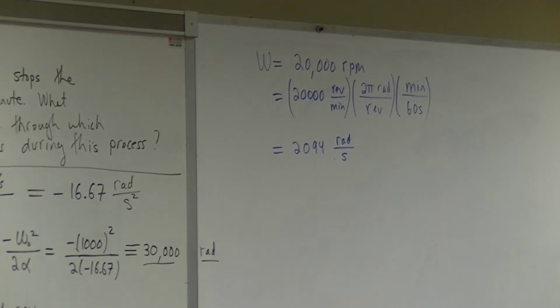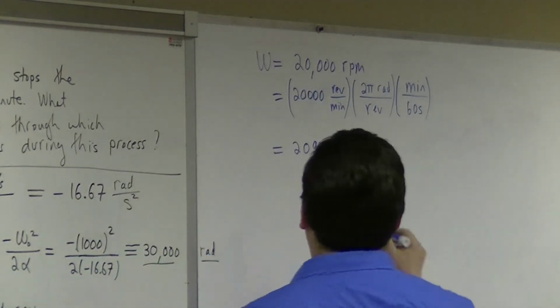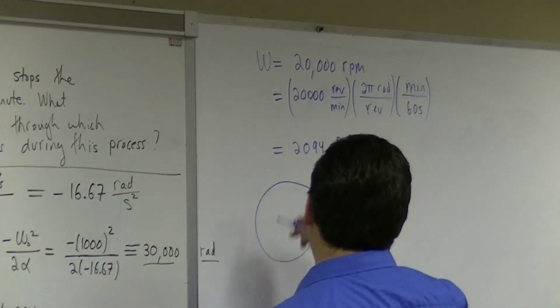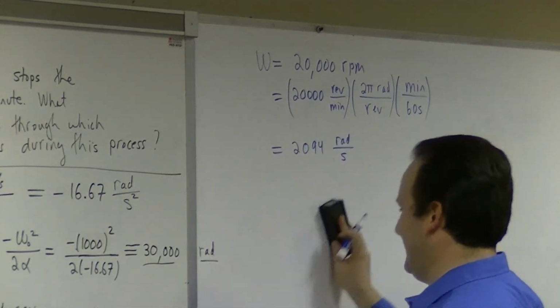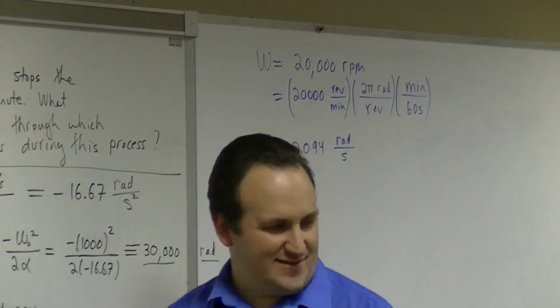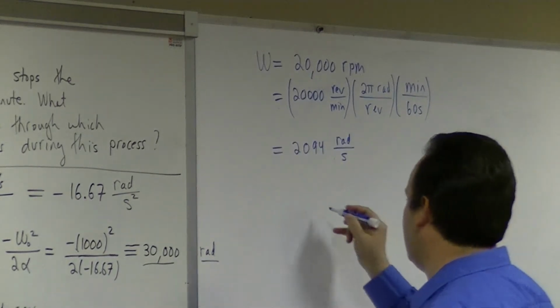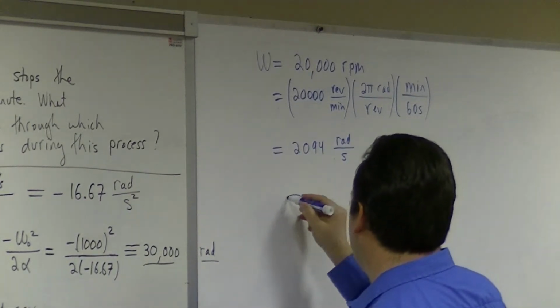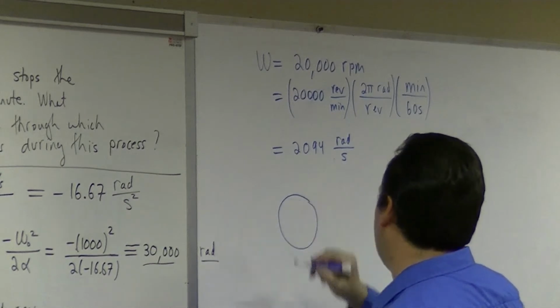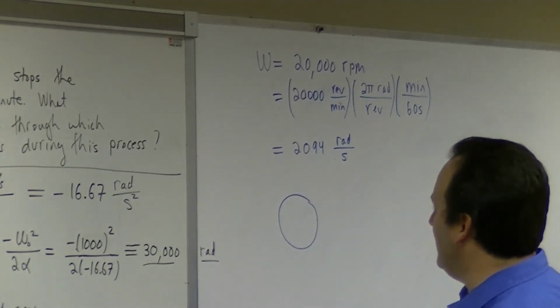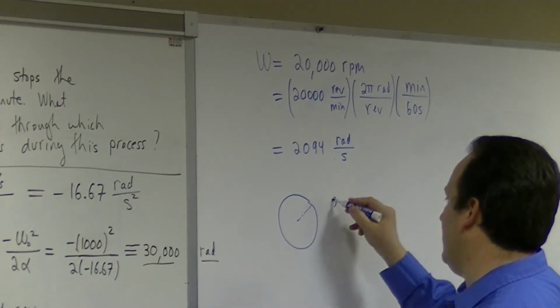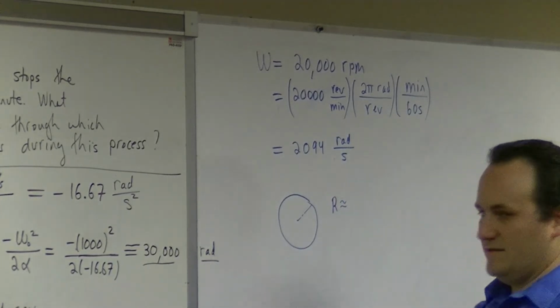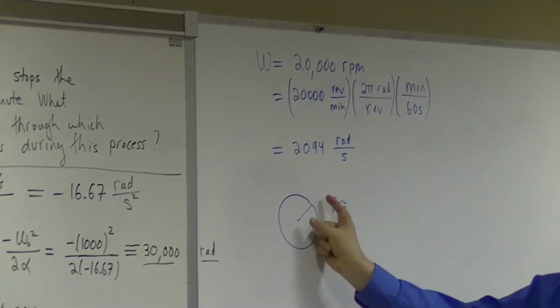Now, if that's a CD or a DVD, that's probably a little bit too big. So what's the radius approximately? I mean, it's something like this, right?